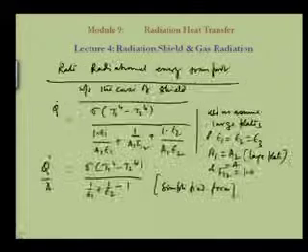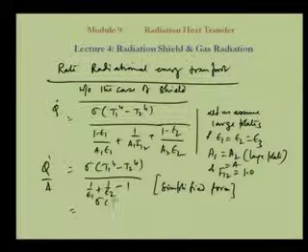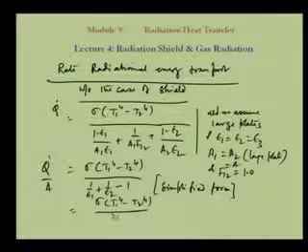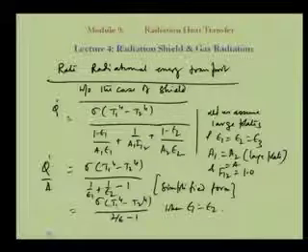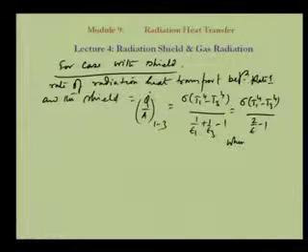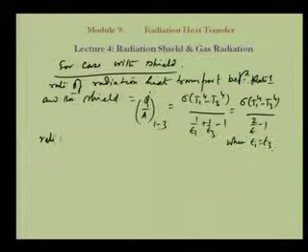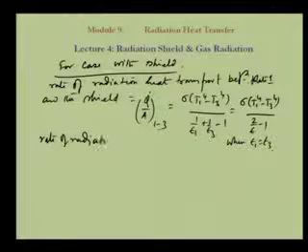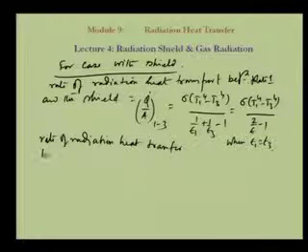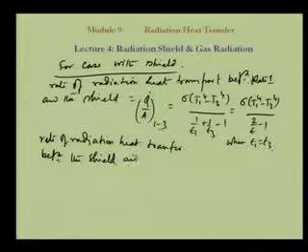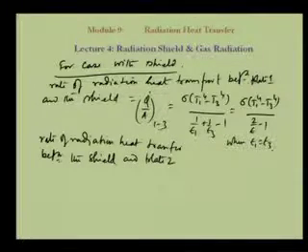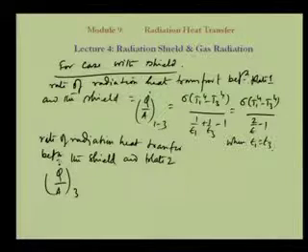In fact, in the previous case also, this will be equal to sigma into (T 1 to the power 4 minus T 2 to the power 4) by (2 by epsilon minus 1) when epsilon 1 is equal to epsilon 2. Similarly, here when epsilon 1 is equal to epsilon 3. Similarly, then the rate of radiation heat transfer between the shield and plate 2, that will be q dot by A, and that is 3 to 2.